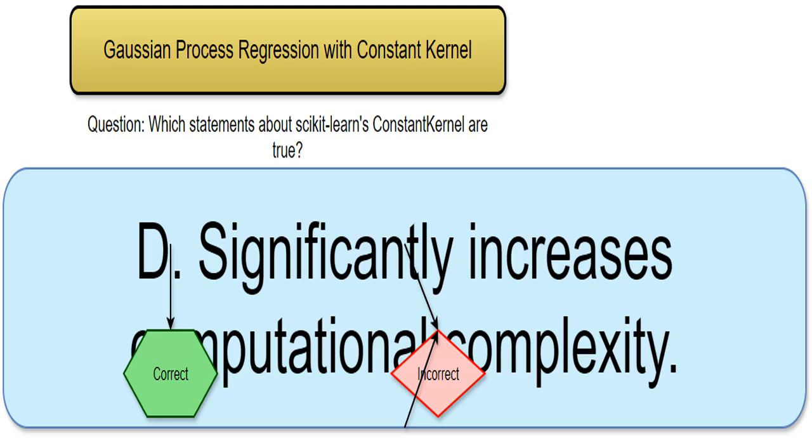This is also incorrect. While adding any kernel adds some computational cost, the constant kernel is computationally very efficient. Its impact on computation time is negligible compared to other, more complex kernels. It's like adding a tiny grain of sand to a beach. You won't even notice the difference.